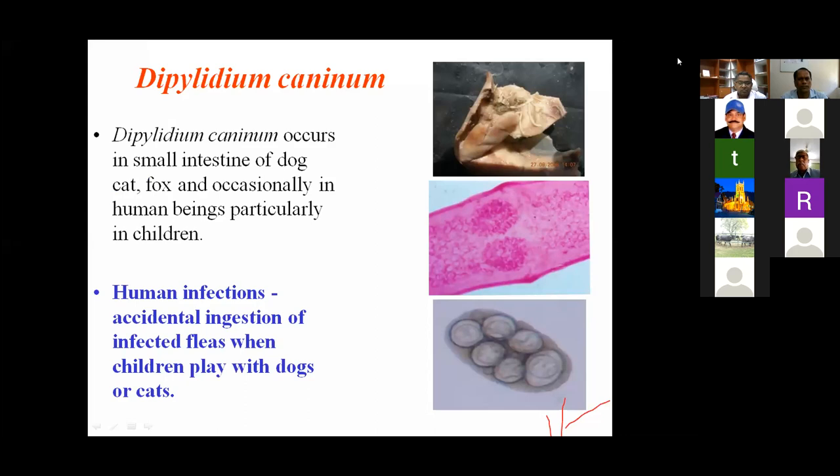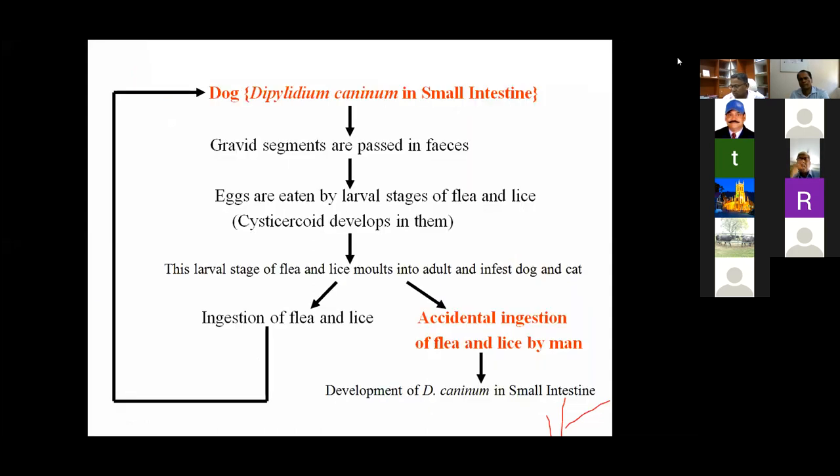This parasite is found in dogs, and it is also found in cats and foxes. Why it is important, that's why I have taken it, is because the flea is the intermediate host, and that flea can infect human beings, and dogs, and cats also. So these are the collections of Dipylidium caninum. A mature segment is shown in the second picture, and in the third, the egg is there.